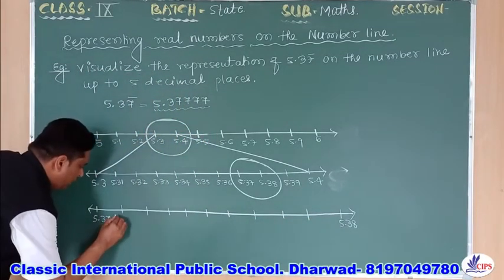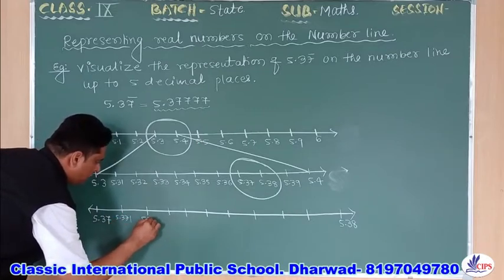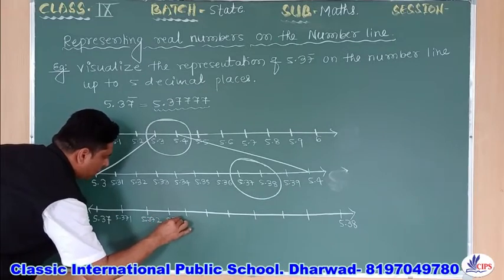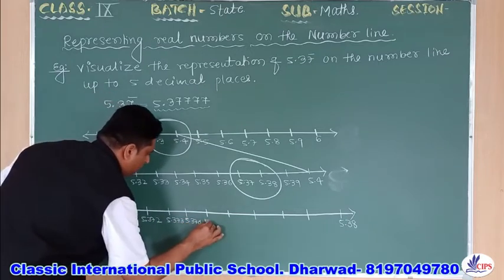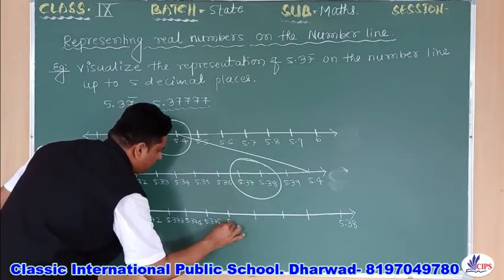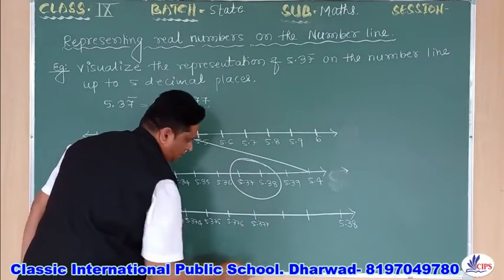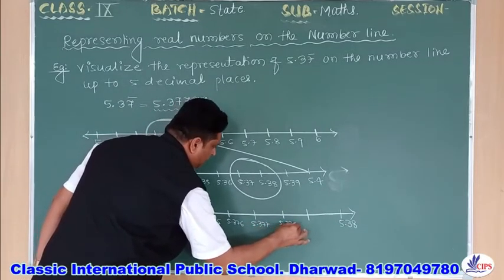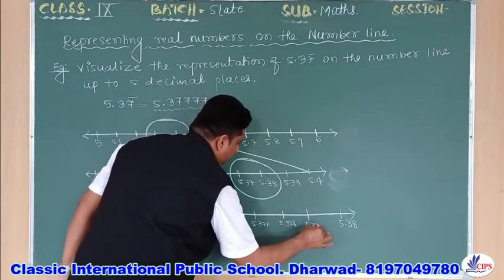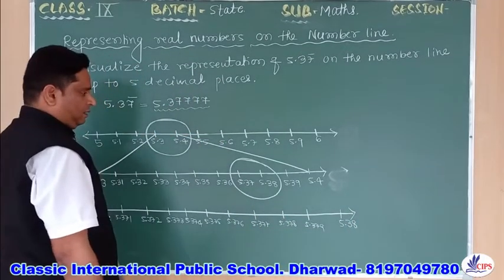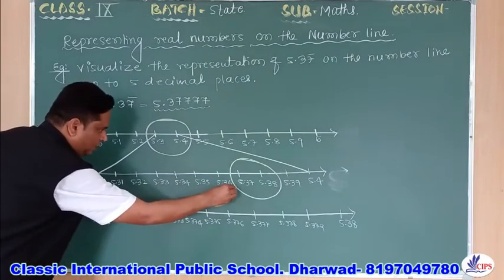Okay, 5.371, 372, 373, 374, 375, 376, 377, 378, right? 379, 5.38. Correct? Yes.